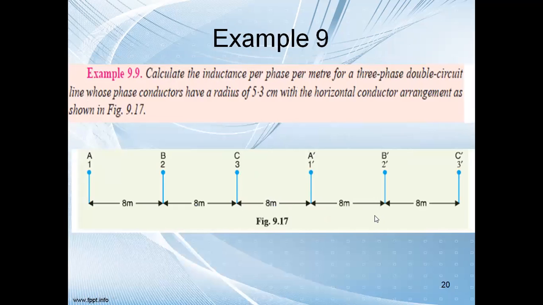Now another circuit, where we need to calculate the inductance per phase per meter of a 3-phase double circuit line whose phase conductors have a radius of 5.3 centimeter with the horizontal conductor arrangement as shown. So this is ABC, this is 1, 2, 3, and this is 1 dash, 2 dash, 3 dash. And their mutual distances are 8 meter. So you need to calculate the inductance.